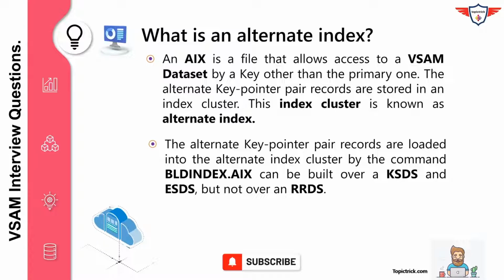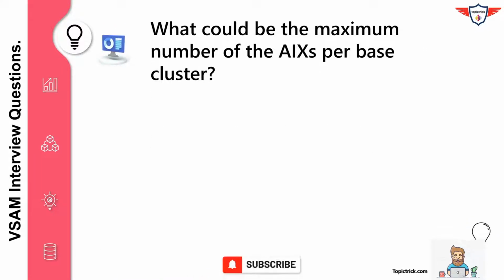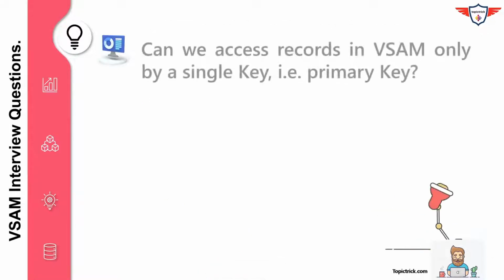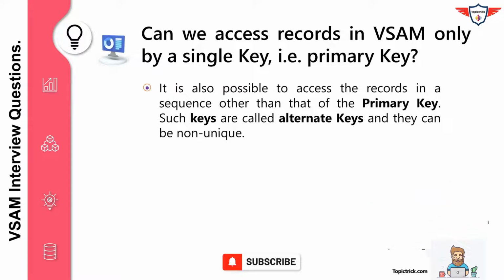An alternate index can be built over a KSDS and ESDS, but not over an RRDS. What could be the maximum number of alternate indexes per base cluster? There can be a maximum of 253 alternate indexes per base cluster. It is not advisable to have more than 5 alternate indexes per base cluster because of additional overhead during updates and retrievals.